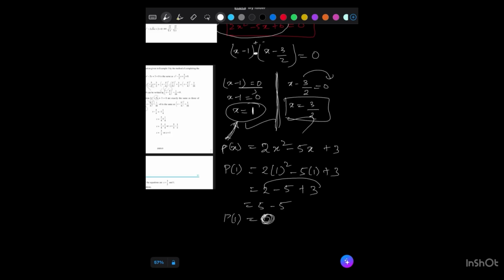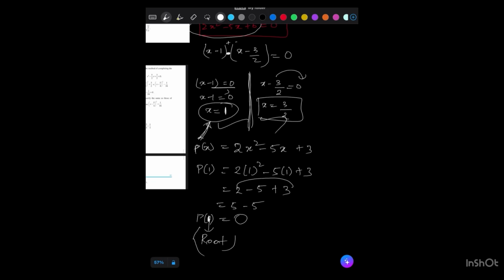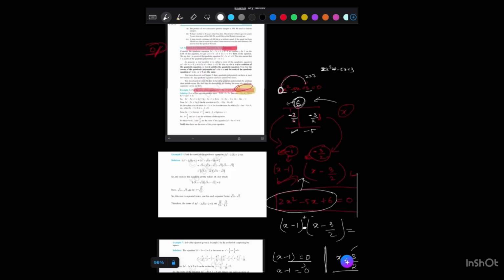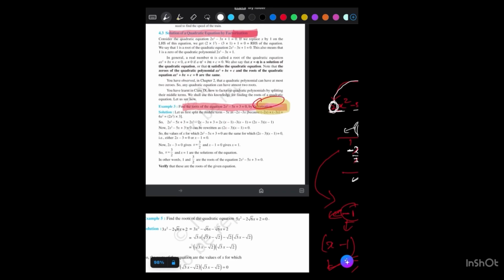Whenever we get 0, whatever number we replaced the x with, that number will be the root, as we saw before. So by using the method called factorization, we can easily find which number will give 0 to us. Even if you put 3 by 2 in the equation, you will get 0. These two numbers will give you 0 if you substitute them into the equation, and that is why these two numbers are called roots of the equation. So factorization, we didn't do anything bigger here.